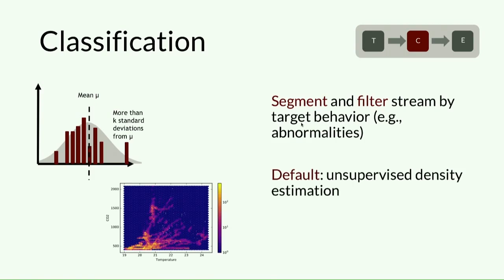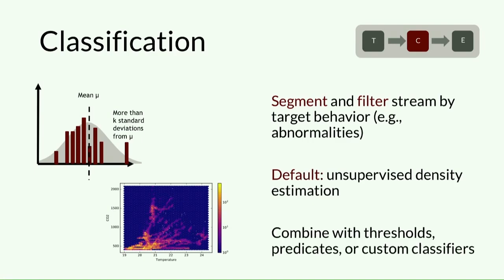And so the default is an unsupervised density estimation, where we basically use kernel density estimation, which is illustrated right here, to say, well, I think this is the point where there's a very high density or a very low density, depending on what you want. And so this will be my outlier range, and the rest will be my inliers. Right? But again, you can combine this with thresholds, predicates, or some kind of custom classifier. Yeah.